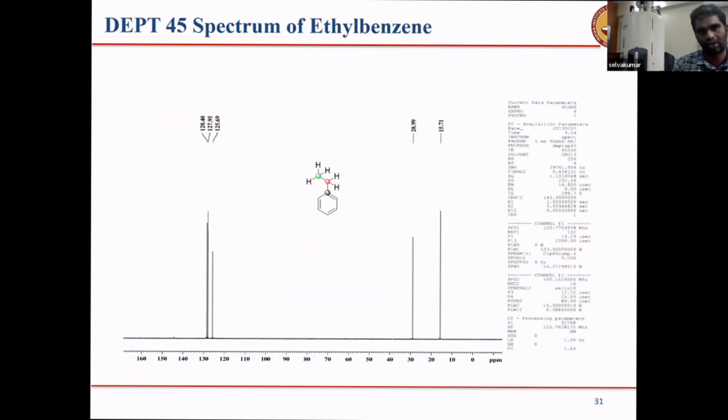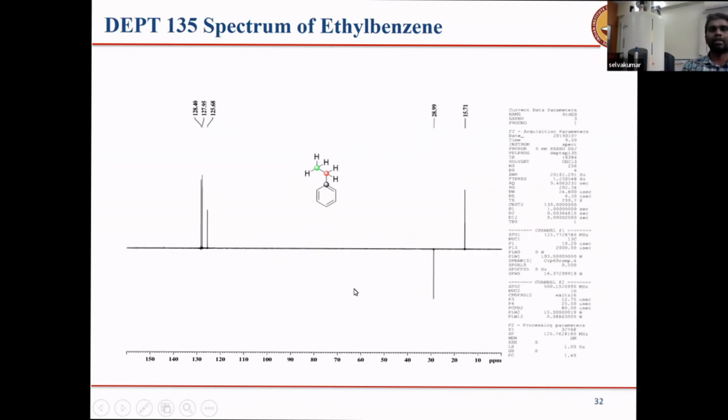Here I'll show some examples. This is the DEPT 45 spectrum of ethylbenzene. Here the quaternary carbon has disappeared. We can see CH, CH2 and CH3 carbons. This is the DEPT 135 spectrum of ethylbenzene. Here these are the aromatic ring CH carbons, and they are positive. This CH3 carbon is also positive, and this CH2 is negative. Here the quaternary carbon is not present, it has disappeared.